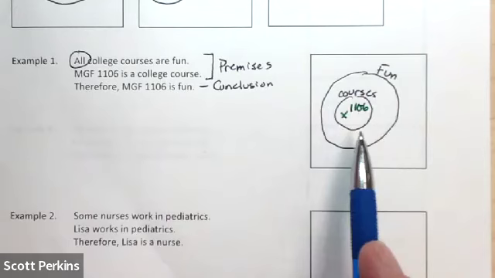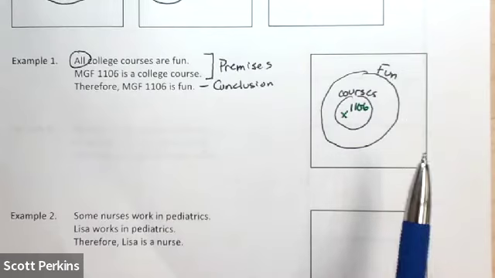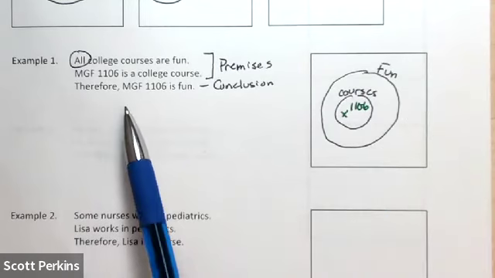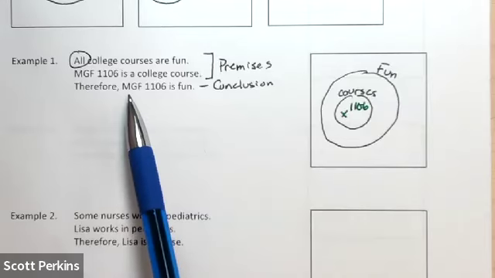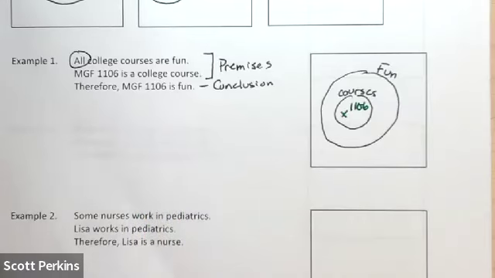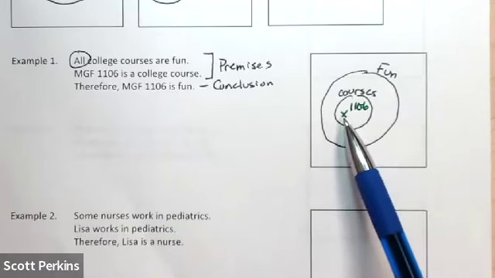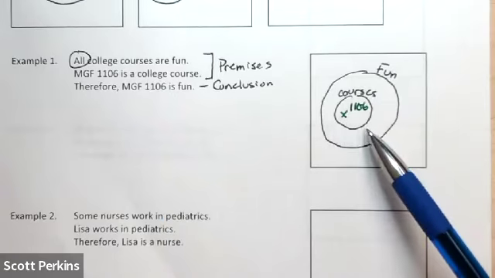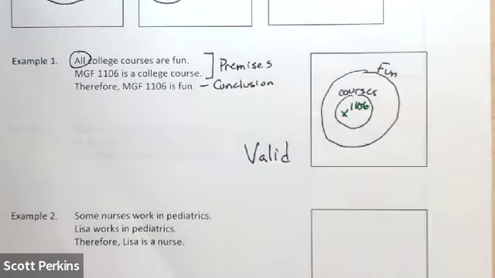So now this diagram should always represent your premises. No more drawing. Now what I want to know is, does that drawing represent the conclusion? So let's read the conclusion. Therefore, does it have to be true, according to the drawing, that MGF 1106 is fun? Yeah, there is no way that my green X there can be anywhere but inside the fun circle, because it has to be in the courses circle, and the courses circle has to be in the fun circle. So because it has to be true, there's no other way to draw it, that is a valid argument. Or a valid conclusion.